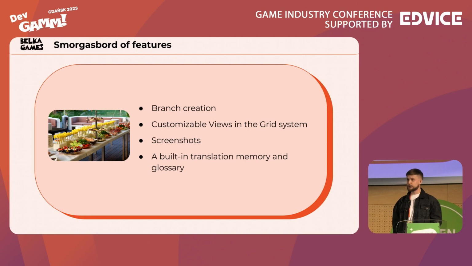Screenshots. We can snap screenshots now directly in a build and send them to Gridly. A built-in translation memory and glossary. The system automatically inserts translated text directly in rows, and it helps us to keep text consistent.